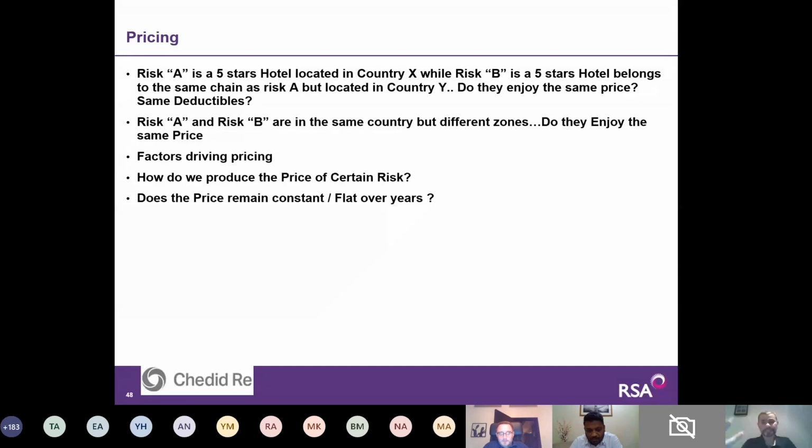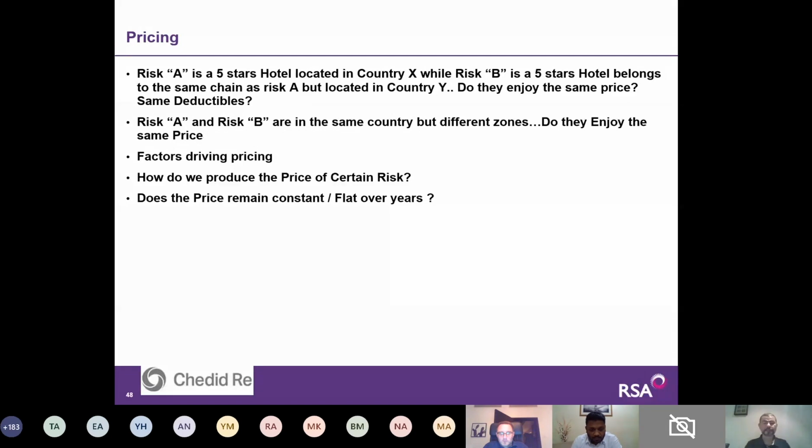It's an example. Risk A is a 5-star hotel located in Saudi Arabia, while Risk B is a 5-star hotel belonging to the same chain, Marriott, Hilton, Sheraton, as Risk A, but located in Oman. Do they enjoy the same price, same deductibles? Or say Risk A and B are in the same country, but in different zones. It's again the same: Jeddah, Riyadh.